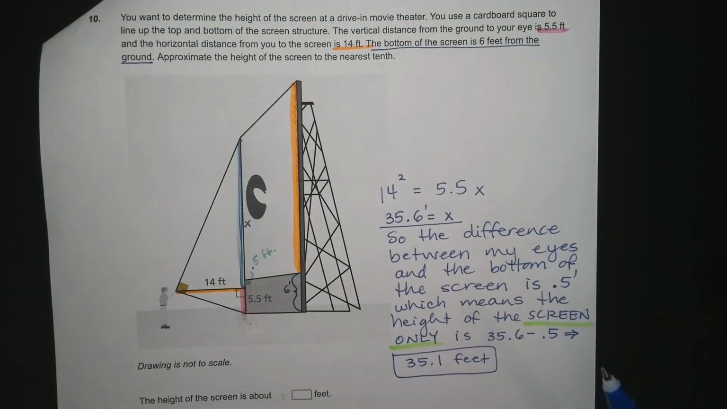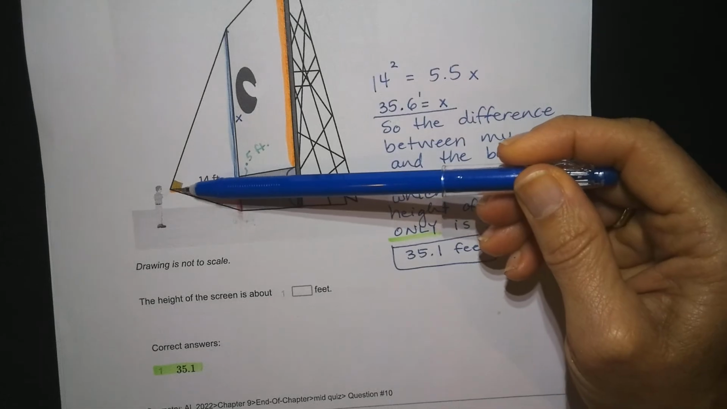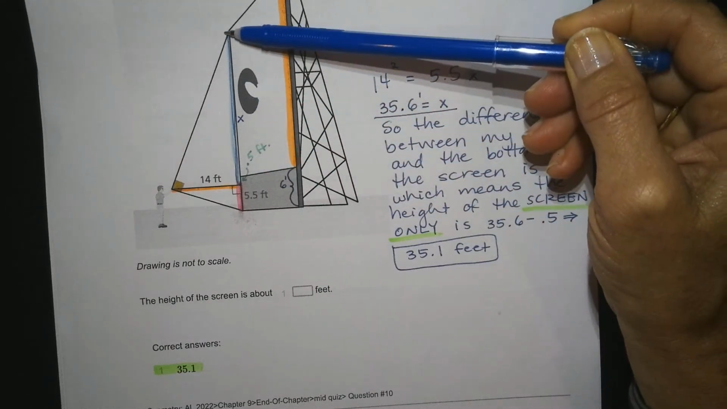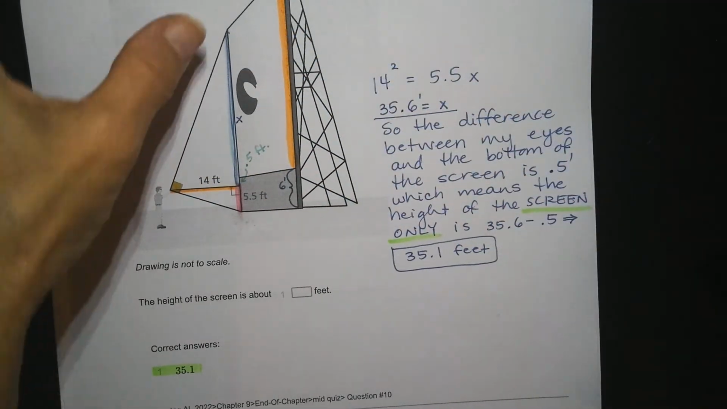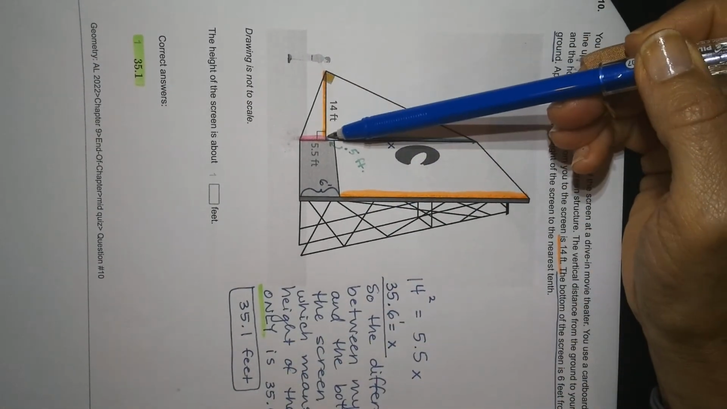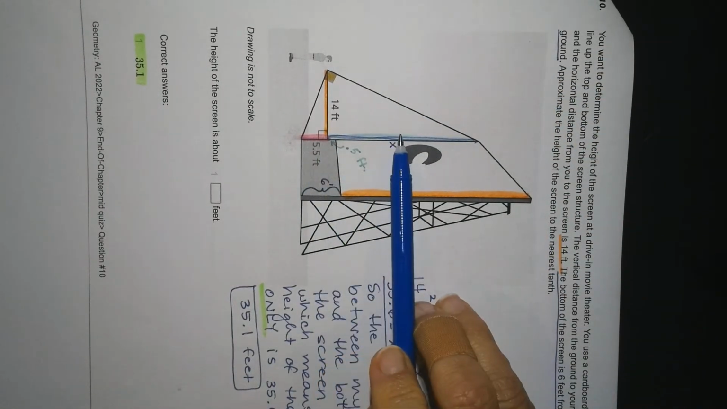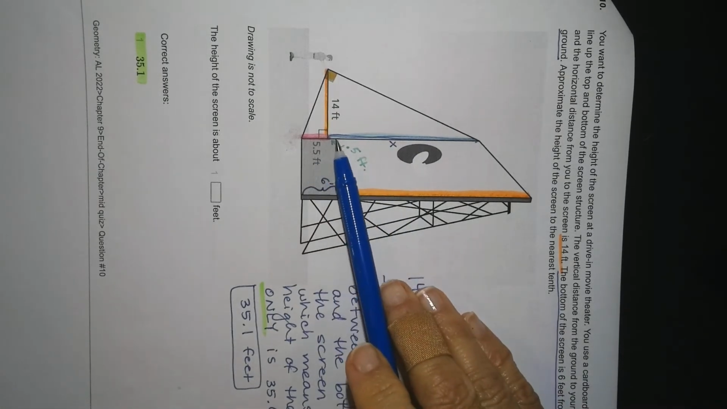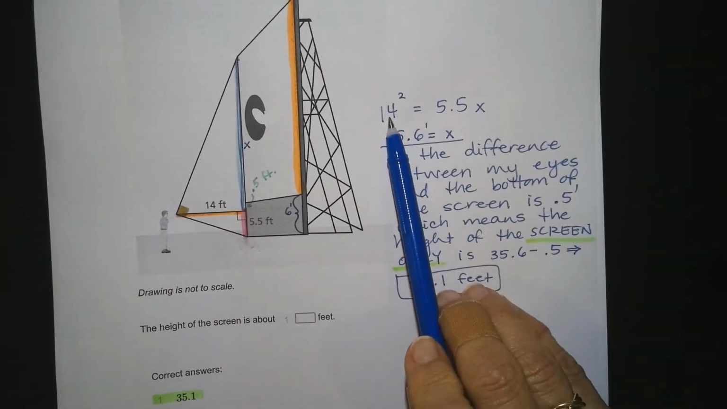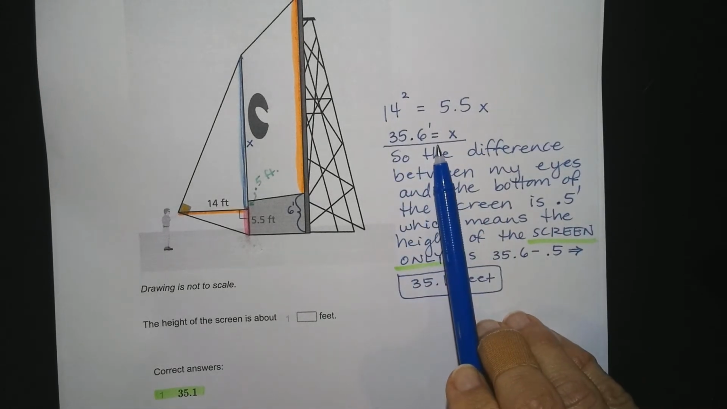Okay. Now, if you look at the triangle, it's not drawn to scale. The triangle is from here to here to here. And this is that theorem I was just telling you about before, that 14 squared is equal to this pink one times this blue one. 5.5 times what I labeled as x. 5.5 times x. So this is the work. 14 squared equals 5.5x. I solved for x to get 35.6.